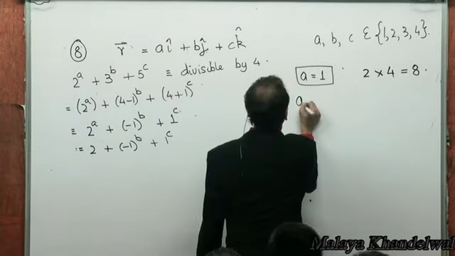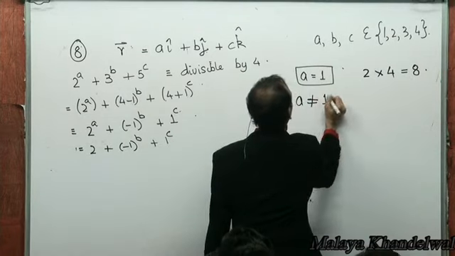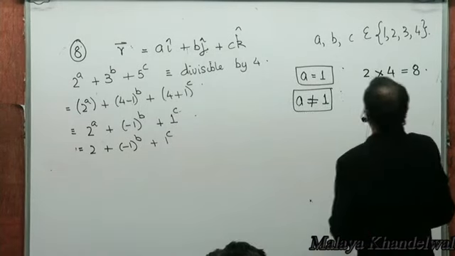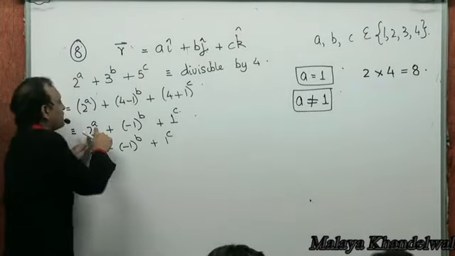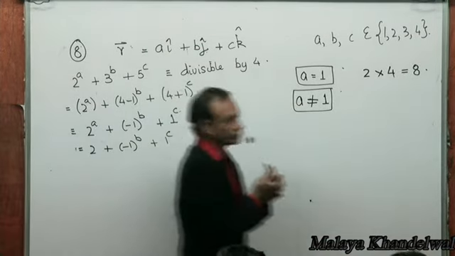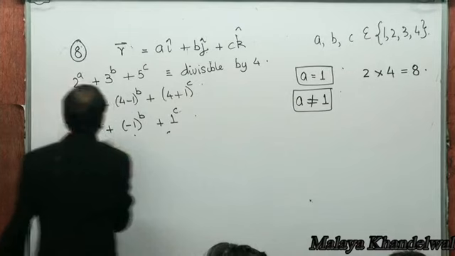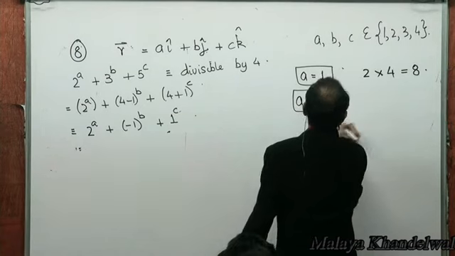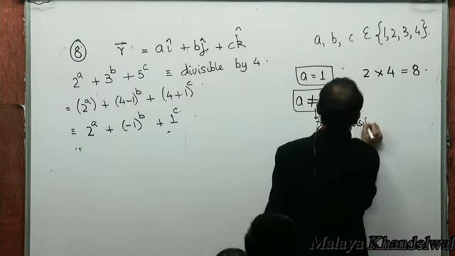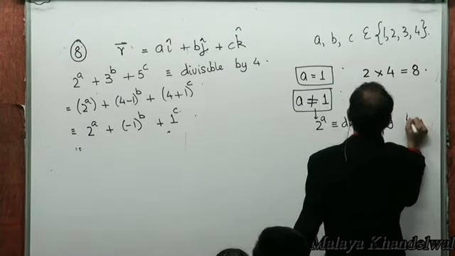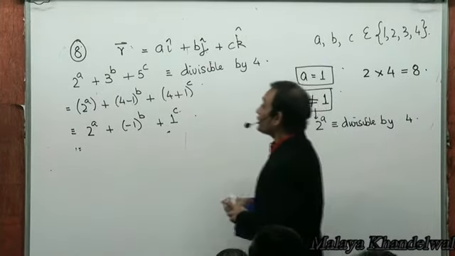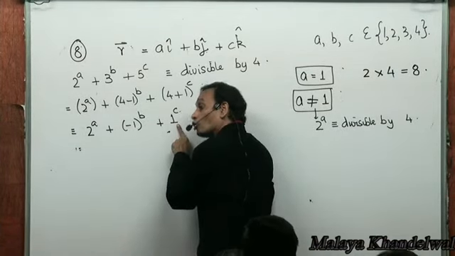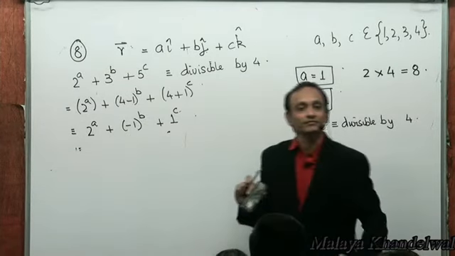If A is not 1, if A is greater than 1, this anyways will be divisible by 4. Yes or no? If A is not 1, 2 to power A will anyways be divisible by 4. Yes or no? If A is greater than 1, this will always be divisible by 4. And now, if B is even, this will be 2. Then on dividing by 4, the remainder would be 2. So B cannot be even. You know what I'm saying?